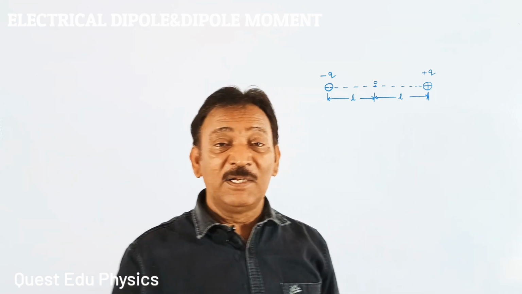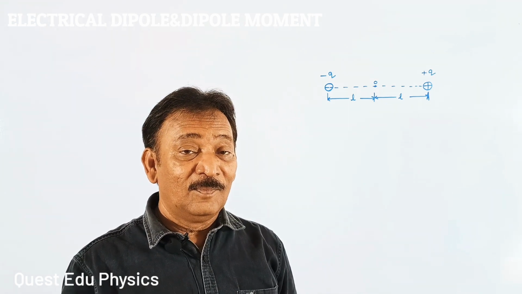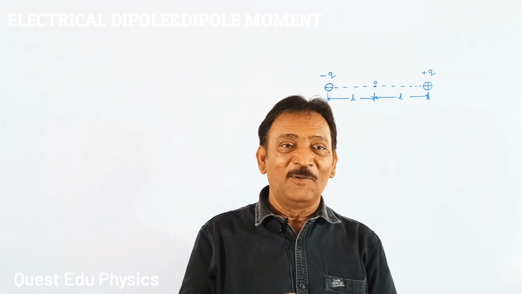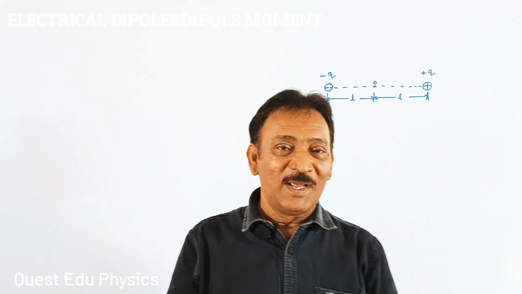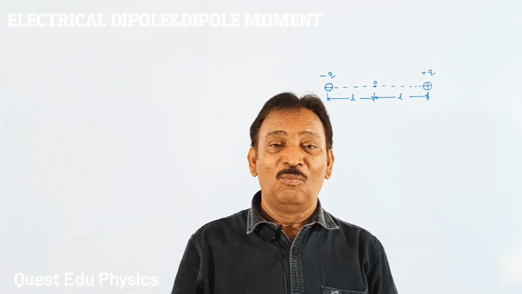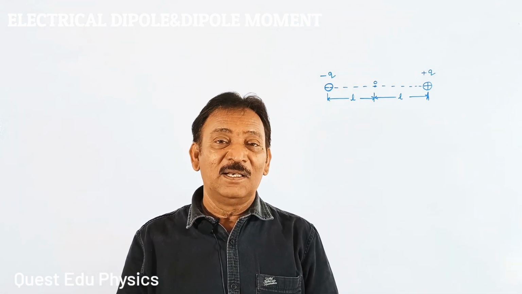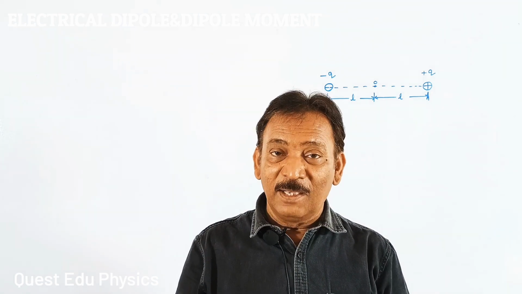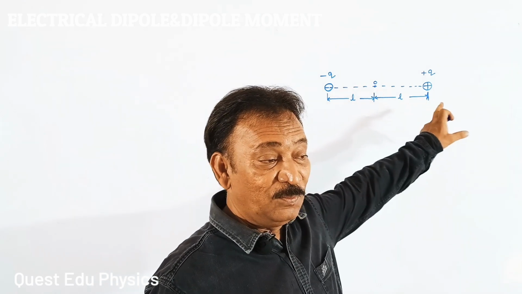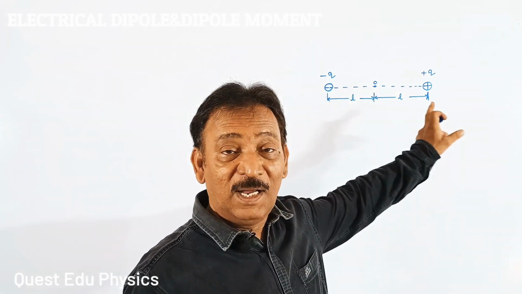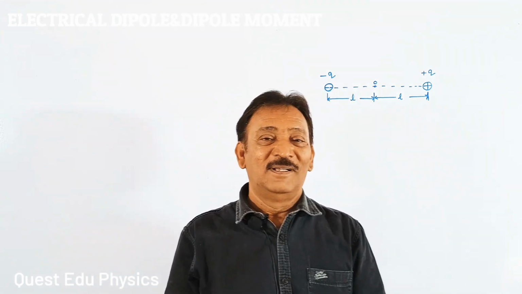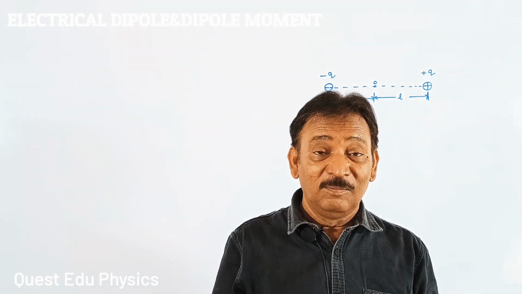Now a question will arise, students. Is an atom a dipole? Atoms generally have positive as well as negative charges. The answer is certainly no, students. Because if you take an atom, these positive and negative charges have a common center, students. That's why an atom is not at all a dipole.